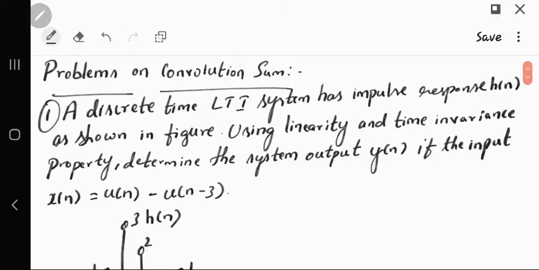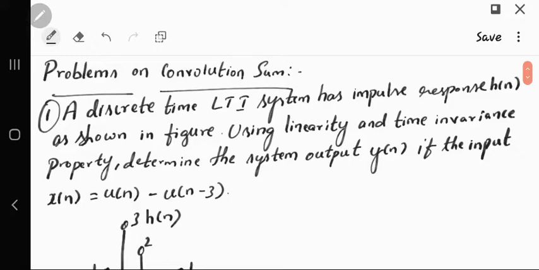Hello students, in this video I will be discussing some problems on convolution sum. This is a problem given. It says a discrete time system, LTI system, has an impulse response h of n as shown in figure. Using linearity and time invariance property, determine the system output y of n if the system input x of n is equal to u of n minus u of n minus 3.